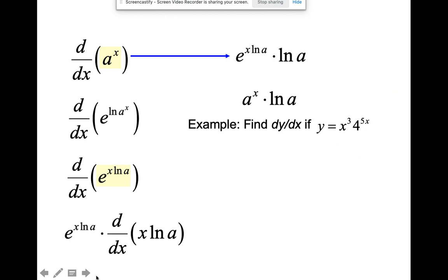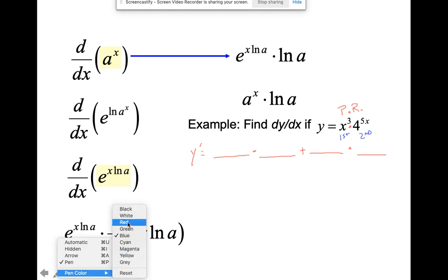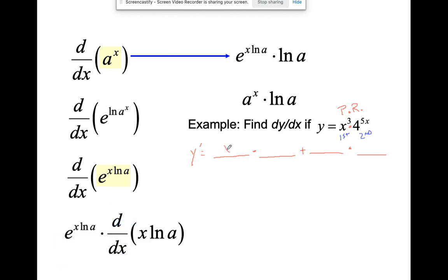What about that one? Maybe pause the video and try that yourself, because I've thrown a couple things at you. y is a product, right? If y is a product, to take the derivative of a product, you must use the product rule, but the product rule never changes. The first function times the derivative of the second.